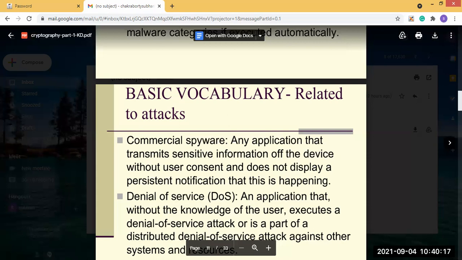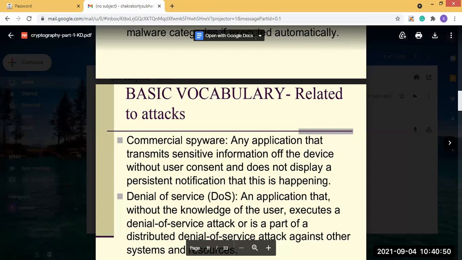So without their consent, if the company installs anything that comes in its devices, then the sensitive information will go on and the other organization will collect it. This is commercial spyware, an application that transmits sensitive information without the user's consent, and the user cannot know about it because it does not display a persistent notification.